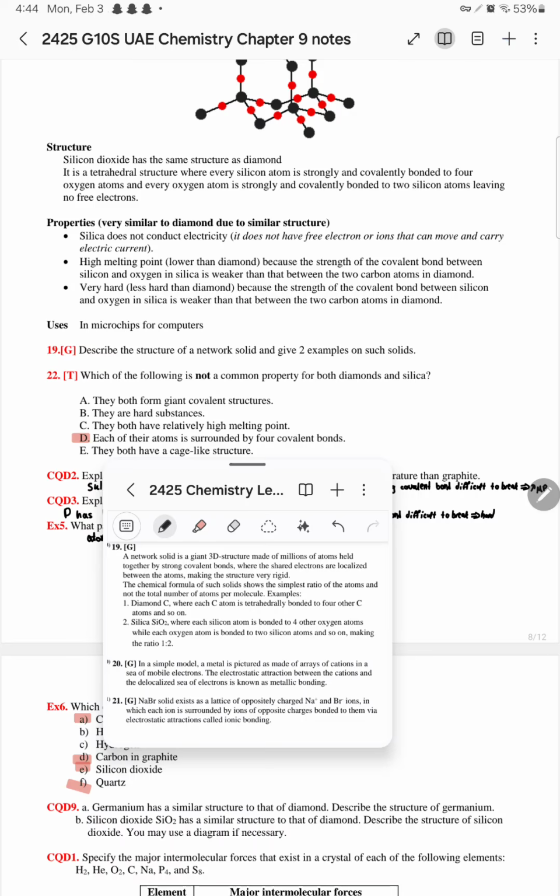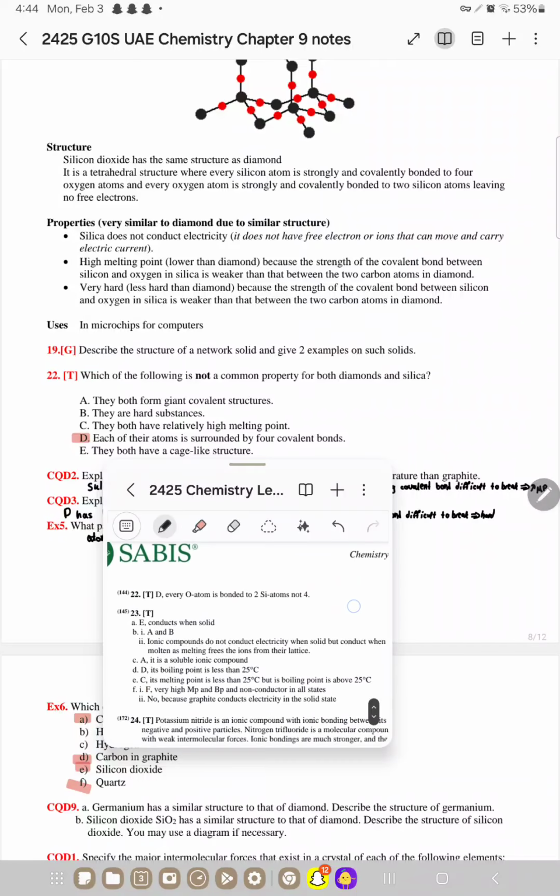Now, which of the following is not a common property for diamond and silica? Each of their atoms are surrounded by 4 covalent bonds. No, actually, because silica is surrounded by 2 double bonds. That's why. And as you can see here, it's explained. D, because every O atom is bonded to 2 Si atoms, not 4.